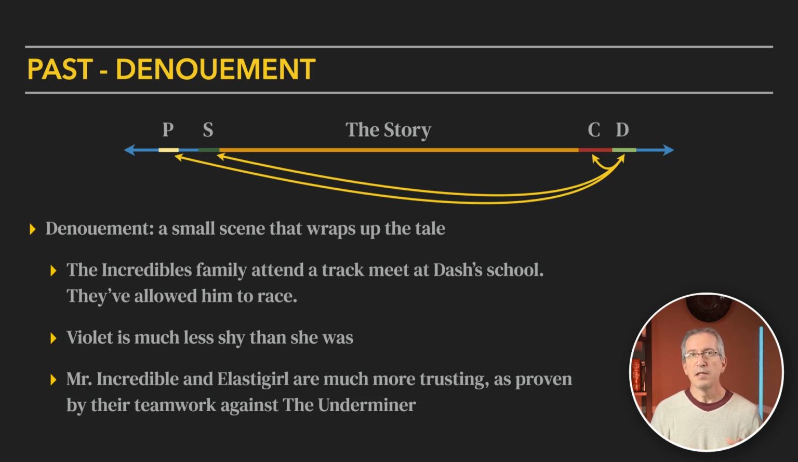Violet was very shy in the beginning, and she's much less so during this track meet, so we see her change as well. Mr. Incredible and Elastigirl are much more trusting of their kids, as proven by their teamwork against the Underminer. So right at the very end, this mining machine and this mole-like supervillain comes out and says, "I am the Underminer," and he's going to take over the city or what have you.